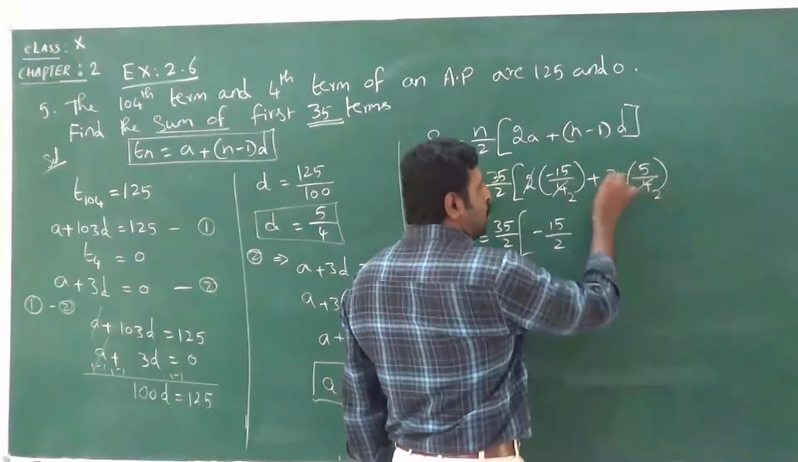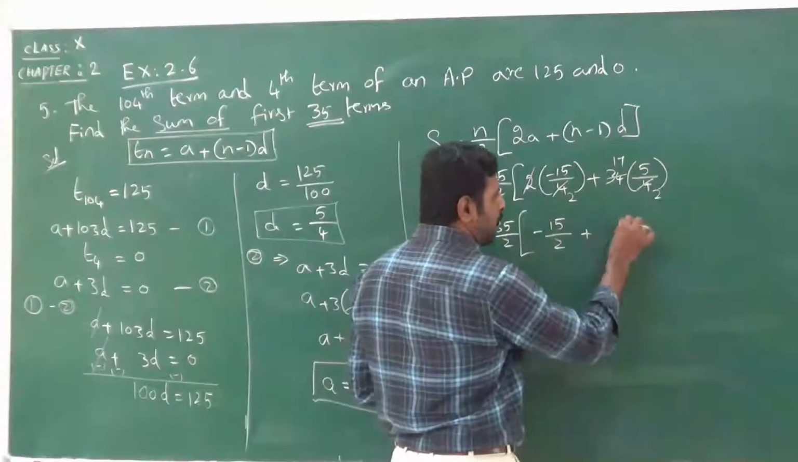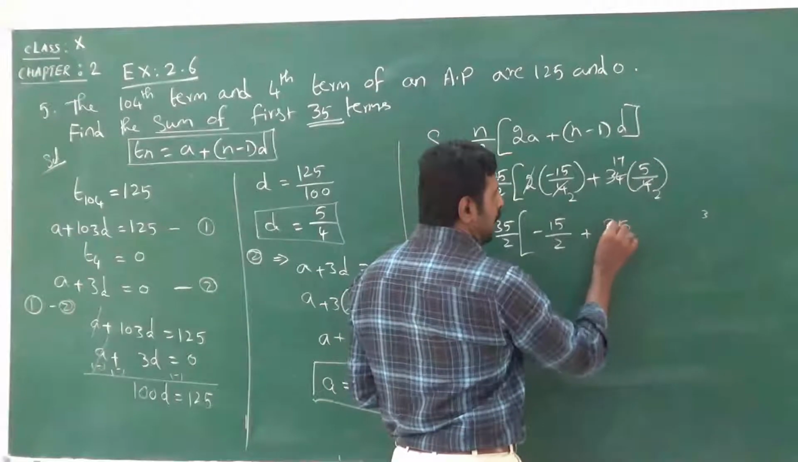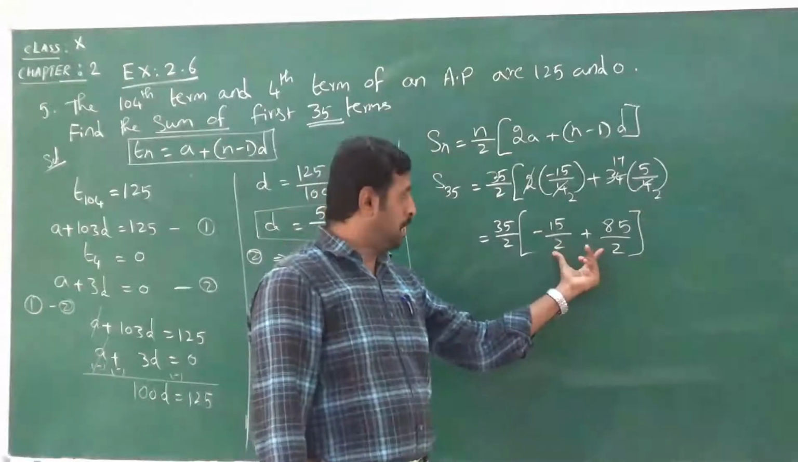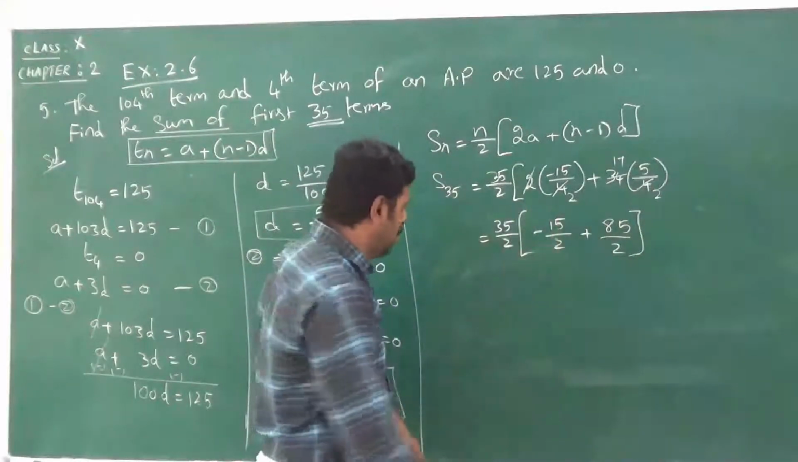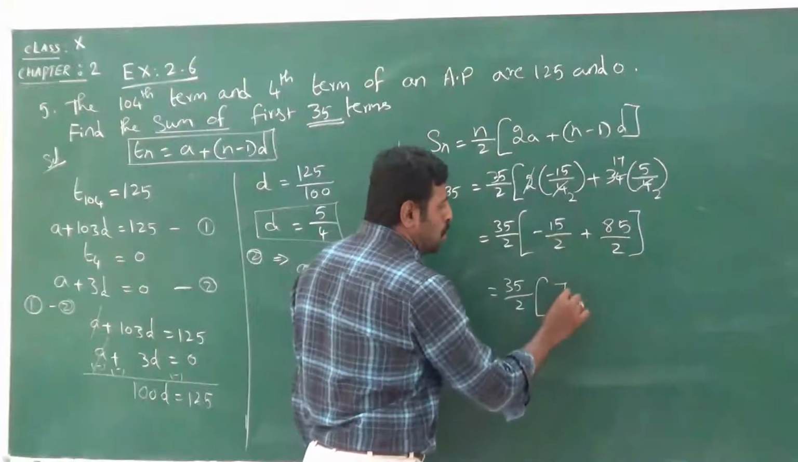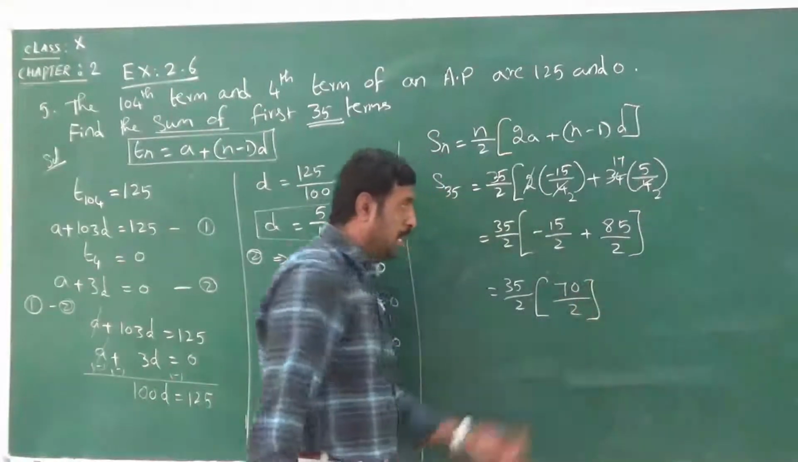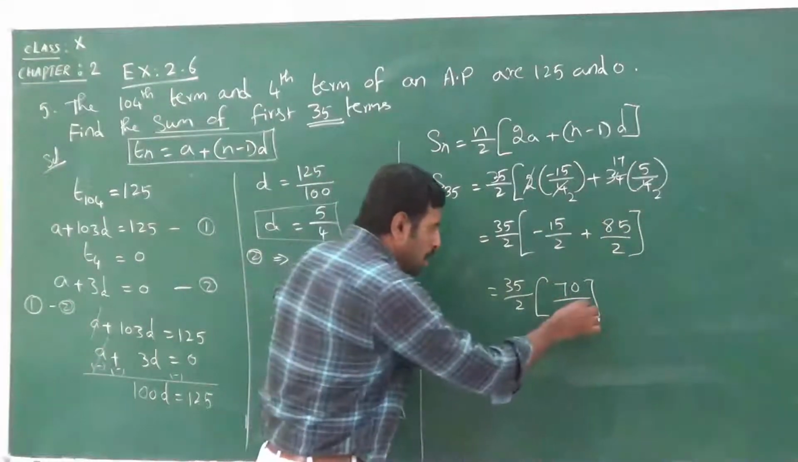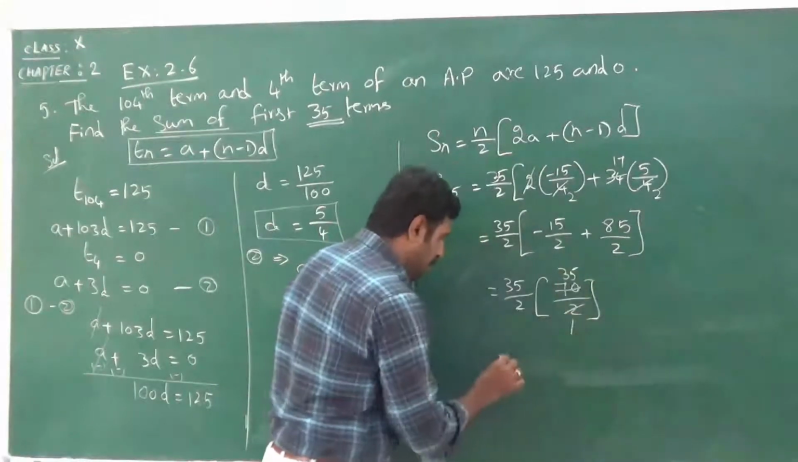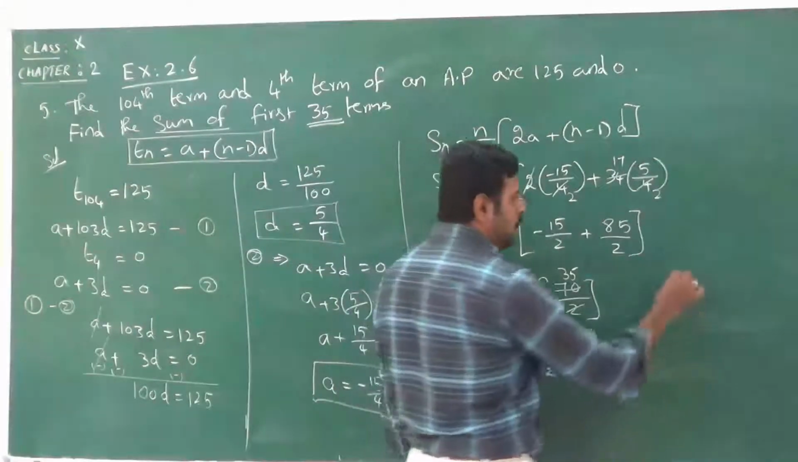If you divide 34 by 2, you get 17. 5 7s are 35, 5 into 3 is 15, 15 plus 70 is 85 divided by 2. Now when the bases are equal, we can add or subtract the numerators. So here we have 35 divided by 2 into 85 minus 15 is equal to 70 divided by 2. When the bases are equal, directly we can add or subtract the numerators. So here 70 divided by 2, 2 35s are 70. So the term is 35 into 35 divided by 2. Now multiply this 35 into 35.